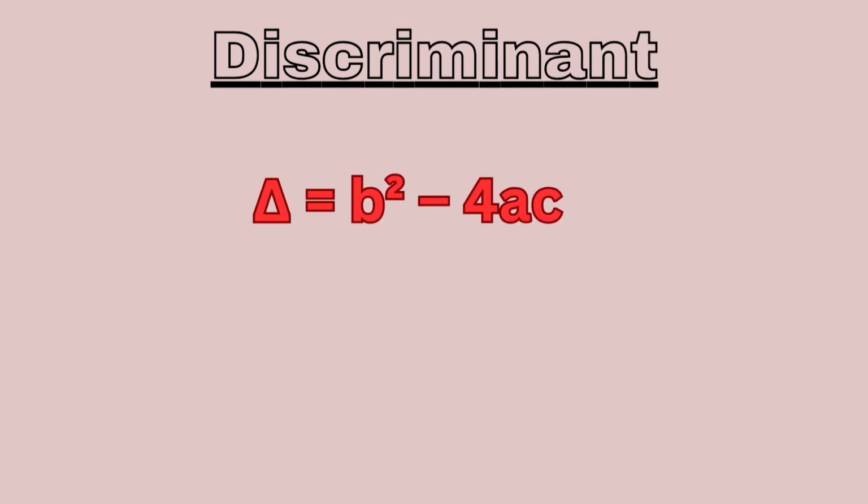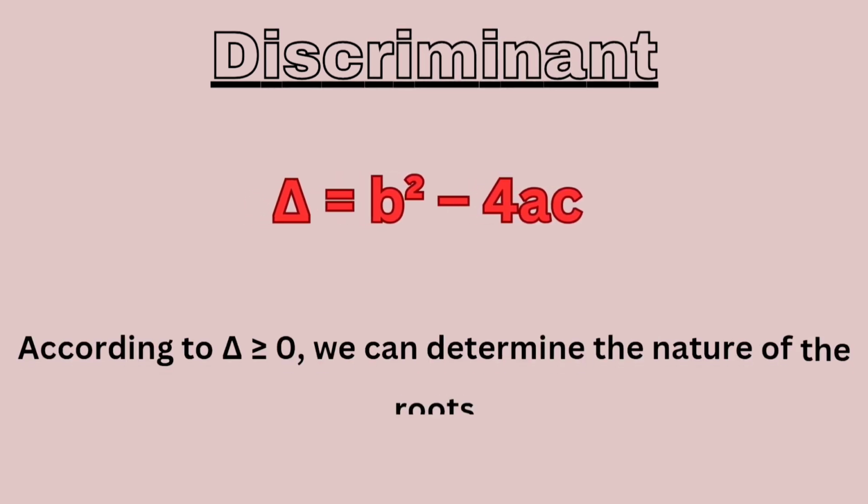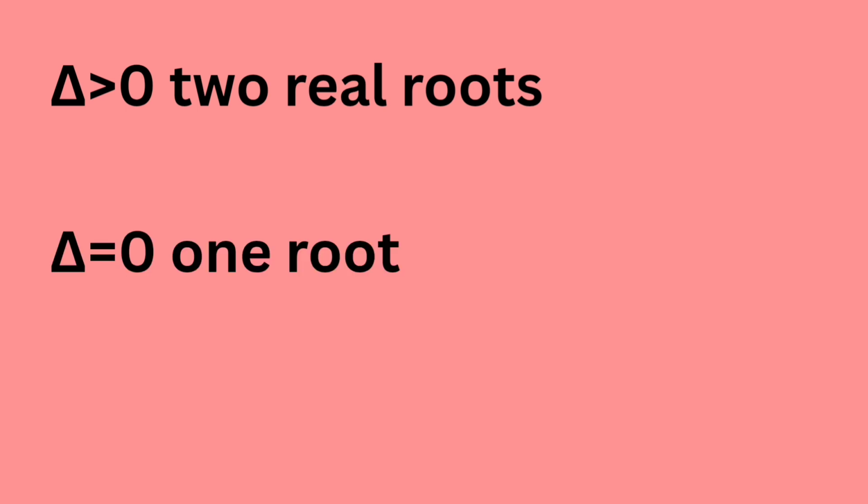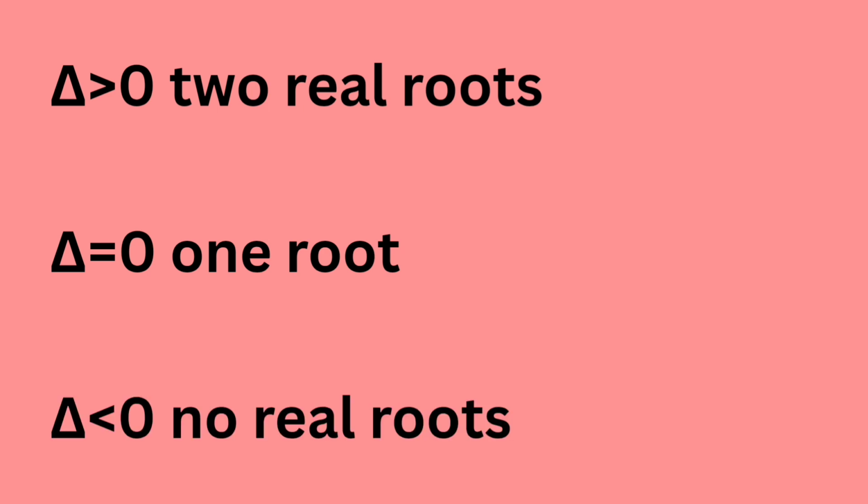Apart from finding the solutions, we can also study the nature of the roots. For that, we use something called the discriminant. If the discriminant is greater than 0, the equation has two real and distinct roots. If it is equal to 0, the equation has two real and equal roots. If the discriminant is less than 0, the equation has no real roots. Instead, the solutions are complex numbers.